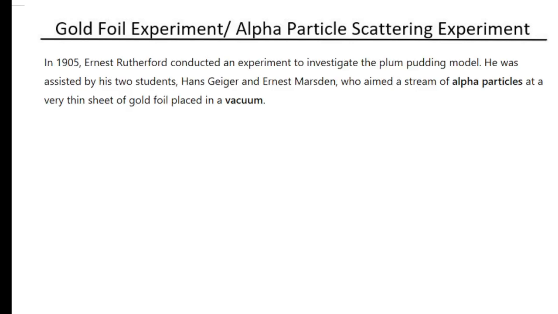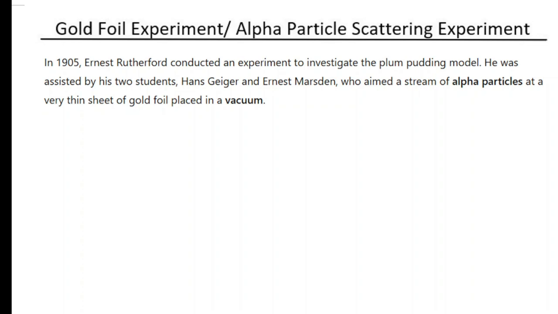Discuss the gold foil experiment, or alpha particle scattering experiment. This was done around the early 1900s, 1905 or so. At the time, people believed the plum pudding model to be correct. In this experiment, they got a very thin sheet of gold, placed it in a vacuum, and then shot alpha particles at it.